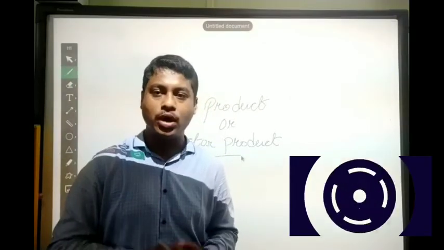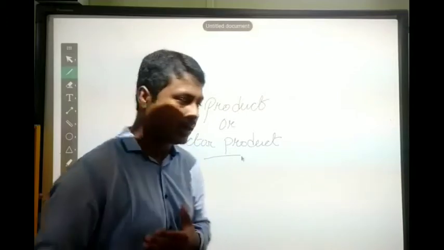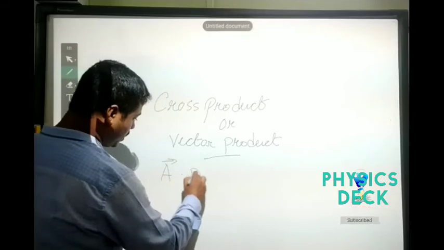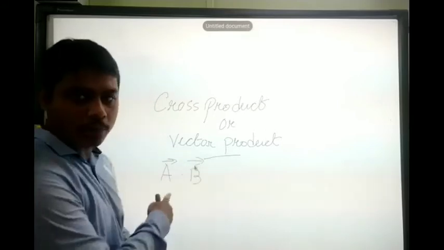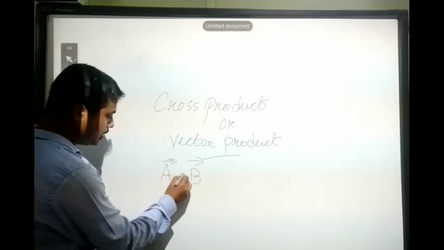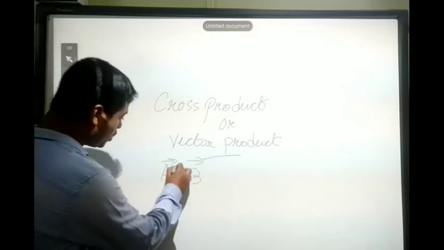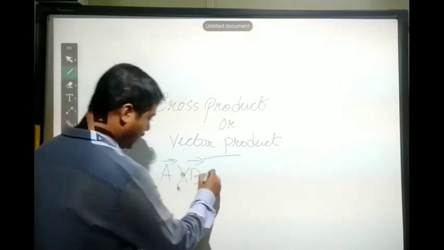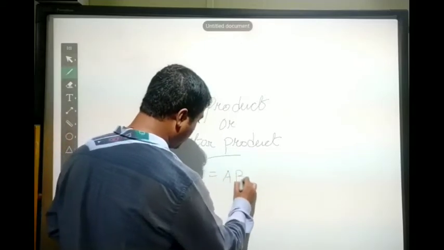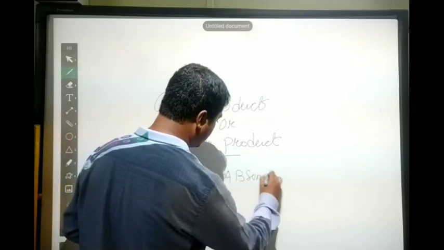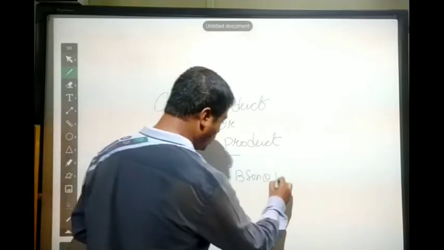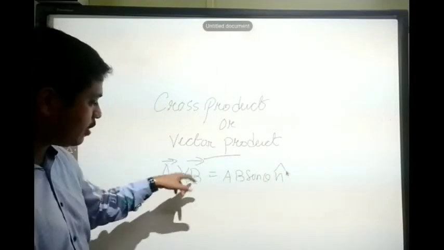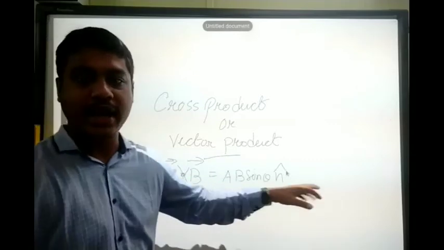Suppose I take two vectors, vector A dot vector B. This is a dot product. If I put a dot here, then that is a dot product. If I put a cross here, then that will be a cross product. A cross B is equal to AB sin theta with a unit vector multiplied, n cap.